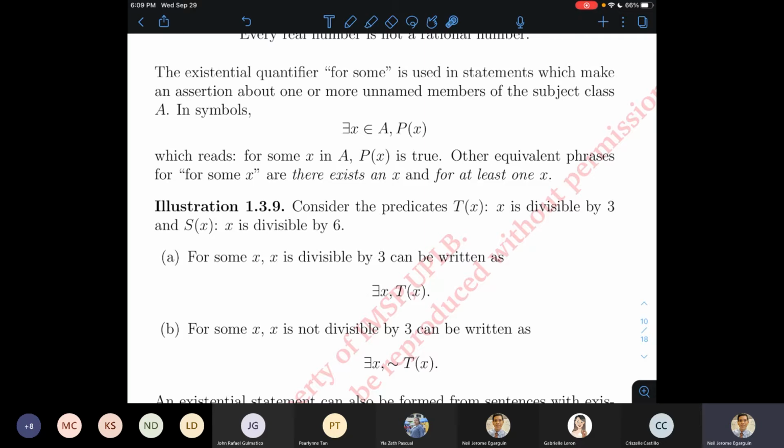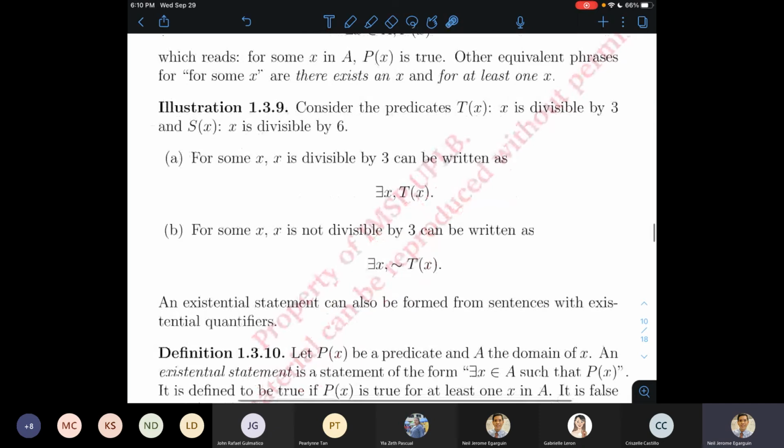Okay? So, for instance, this in symbols can be read as there exists an x coming from A such that statement P about x is true. Okay? So, yeah. Existential, meron lamang at least isa. Okay? So, for instance, sa translation, example 9, ang predicate natin ay T of x, x is divisible by 3, and then S of x is x is divisible by 6.